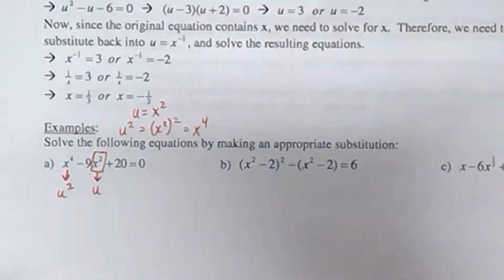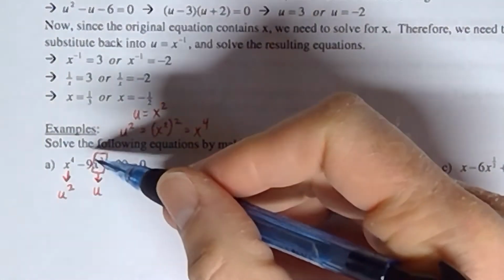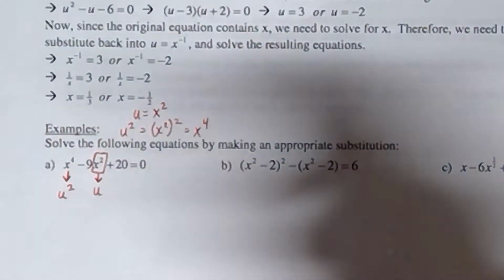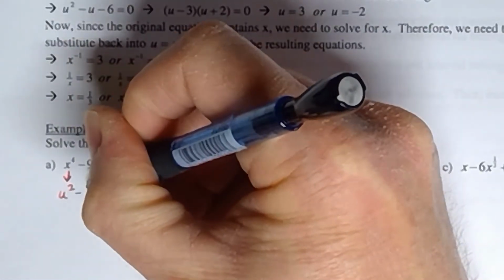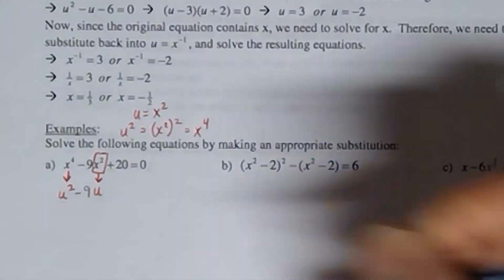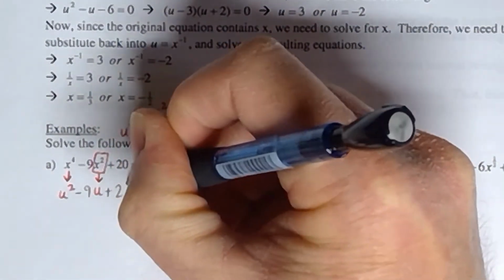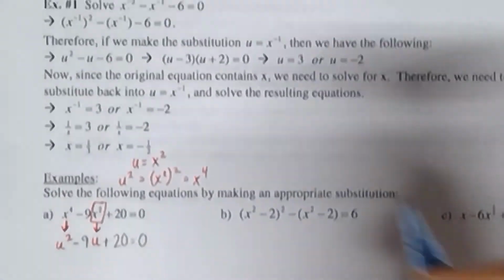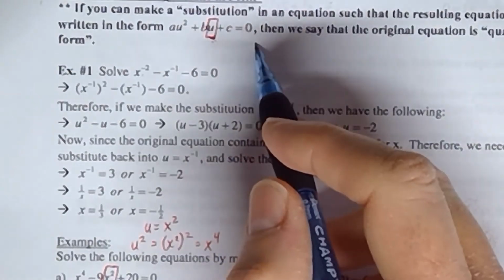So the rest of the problem, other than the things that you replaced with the u and the u squared, everything else stays the same as it originally was. So the minus 9 is still there. The plus 20 is still there. And the equal to 0 is still there. Doesn't it now look like a normal quadratic equation because we did that?